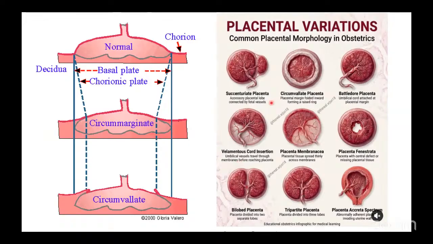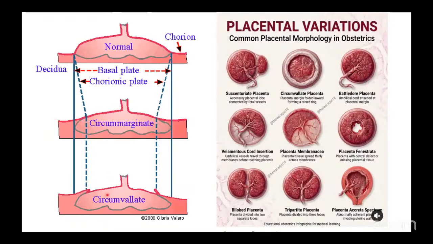And then for Battledore, this is the one that's attaching to the margin. Velamentous attaches to the membranes, and then this one will reach from the membranes to the placenta. Then for circummarginate and circumvallate, you can see the difference here. This is how a normal one appears. It's one continuous layer, and the point where the placenta attaches is separate from the decidua itself. So circummarginate, it goes underneath, so the contour is flat, all right?